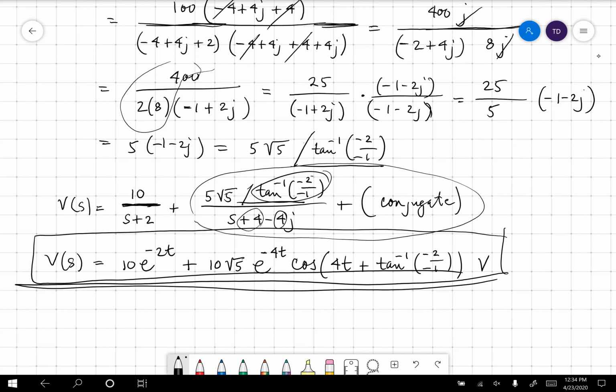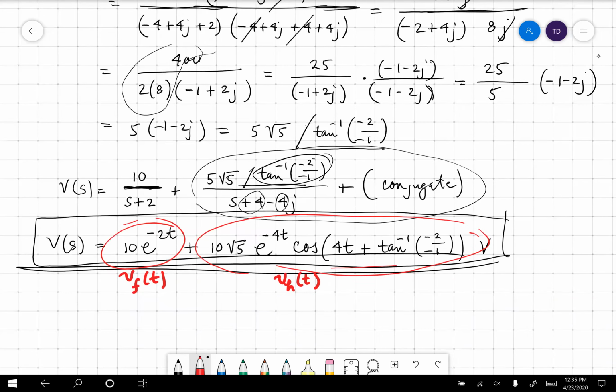Again, the first term is the forced response. And the second term here is the homogeneous response. So the homogeneous response has the same form every single time. A forced response has a form that is the same as the input function.